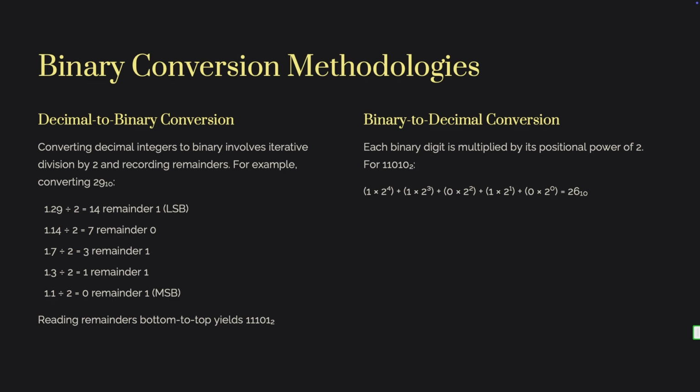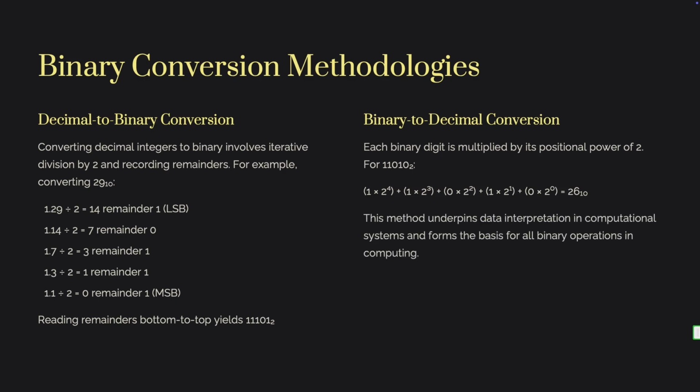So we add those up. 0 plus 2 plus 0 plus 8 plus 16 equals 26. So 11010 binary is 26 decimal. Perfect. You see how it works. It's all about those powers of 2. Yeah, it clicks once you walk through it.